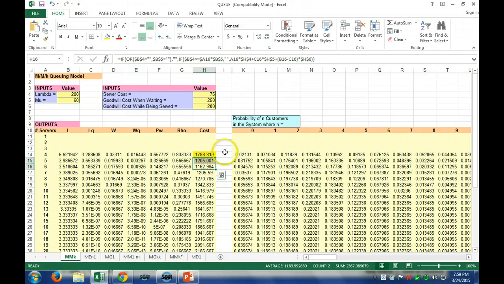So you notice in every one of these, it starts high, bottoms out, and then the server cost overtakes, and it goes up and up and up. So you want to choose where it bottoms out. Do you guys know what I'm saying? It's like a U-shaped curve, and you want to choose the bottom of the U-shaped curve.